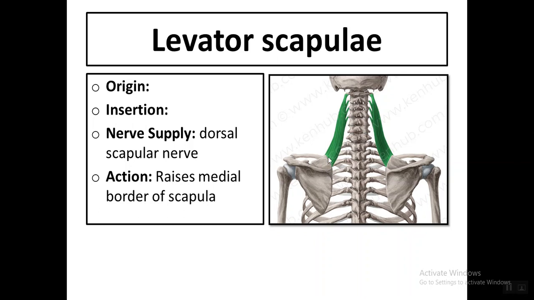It is supplied by a nerve called the dorsal scapular nerve, and its action, when it contracts, is to raise the medial border of the scapula.